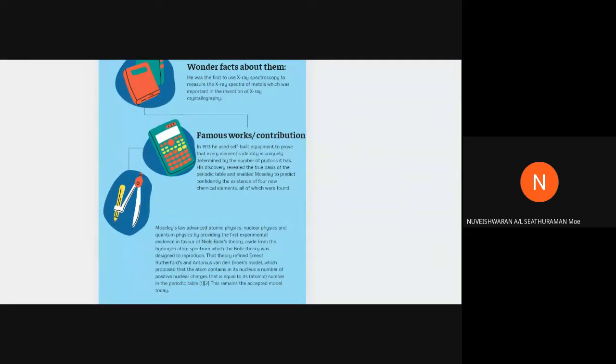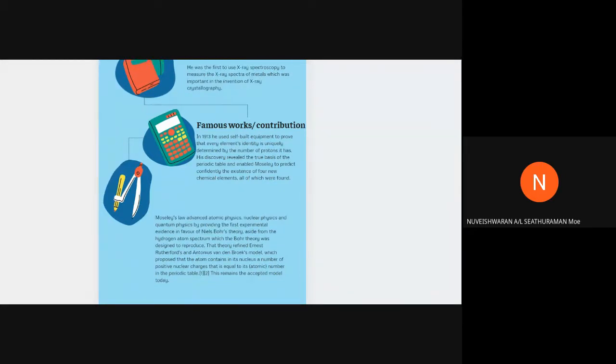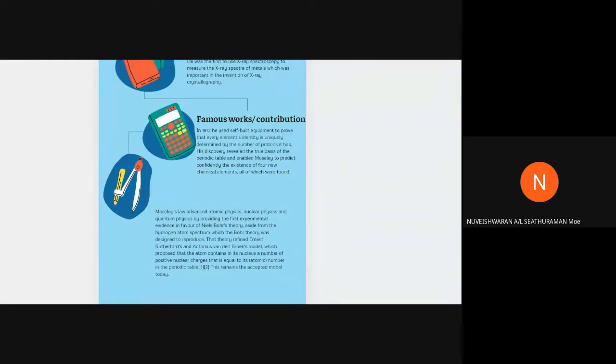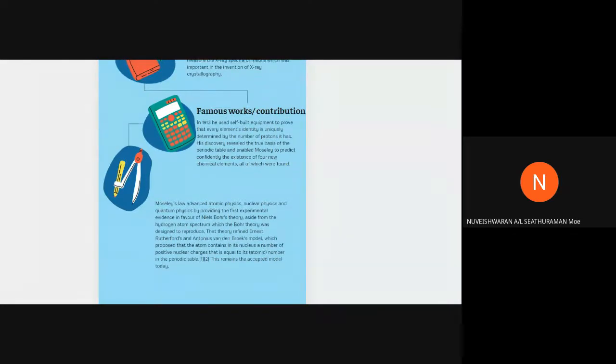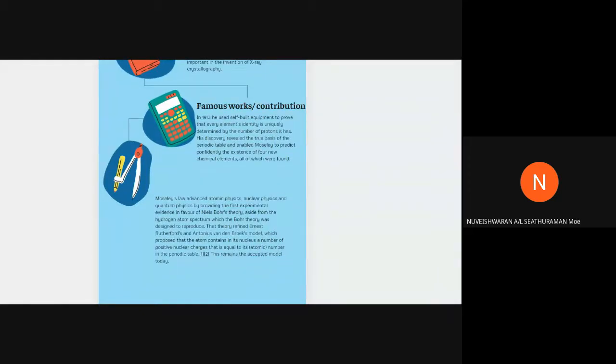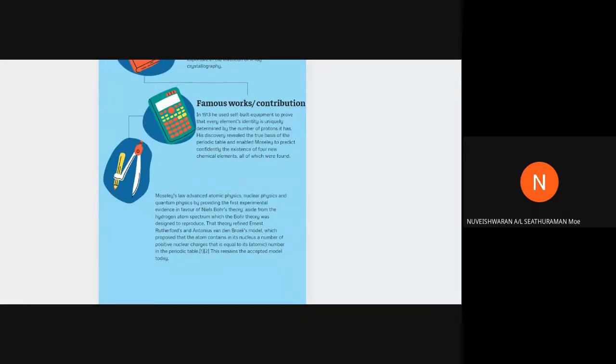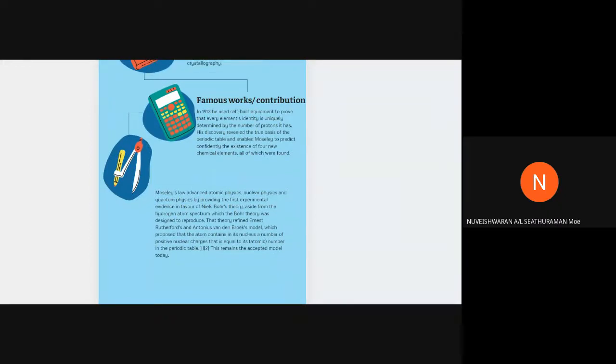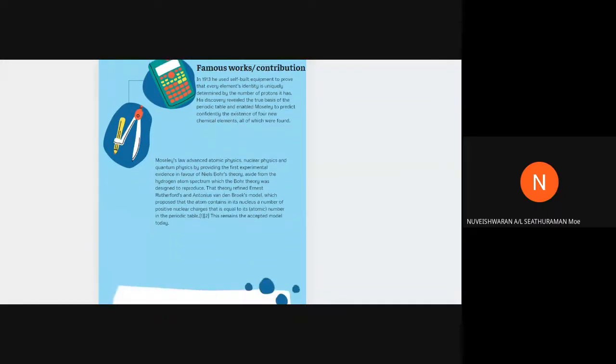In 1913, he used self-built equipment to prove that every element's identity is uniquely determined by the number of protons it has. His discovery revealed the true basis of the periodic table and enabled Moseley to predict confidently the existence of four new chemical elements, all of which were found.